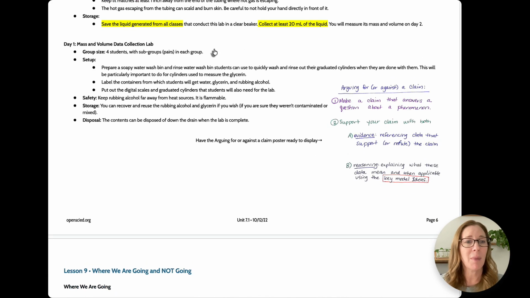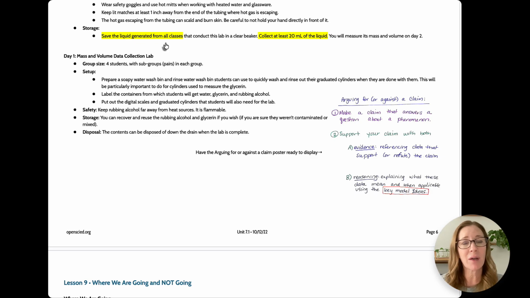Okay. Make sure you save the liquid generated, because you're going to need at least 20 milliliters to collect for the density measurements the following day or by the end of class. You can cheat on this a little bit if you want by getting some distilled water if you don't collect enough by the end of the day. But you're supposed to collect it so that you can measure the density the next day.